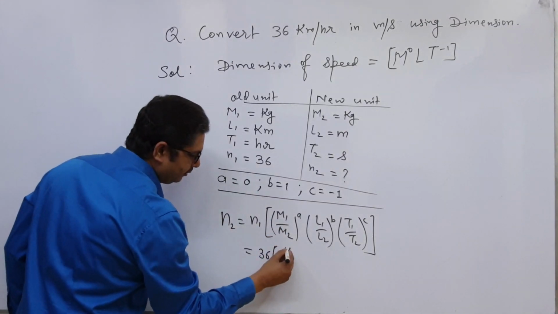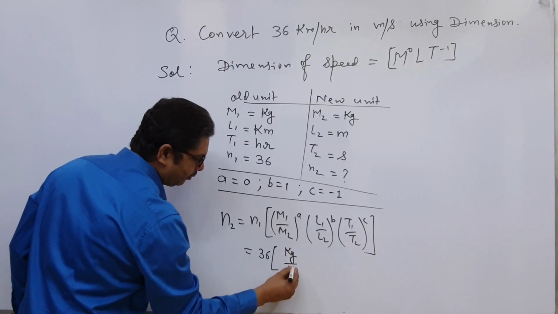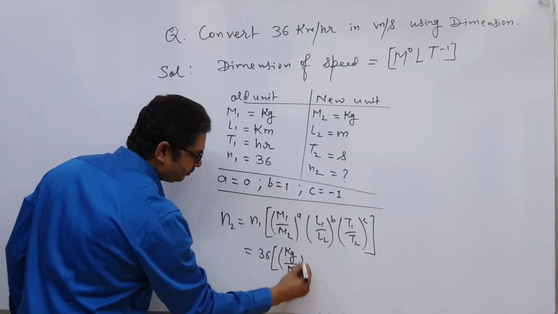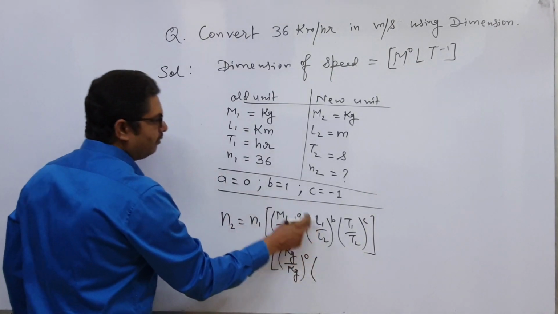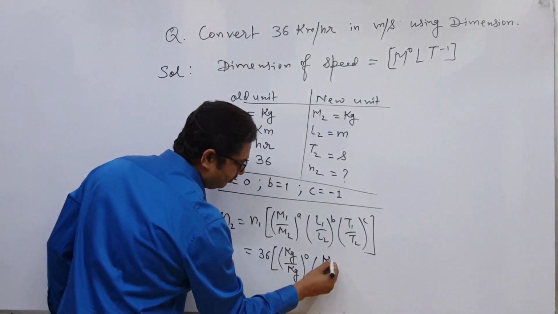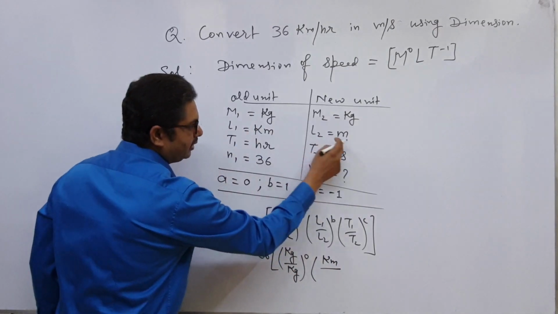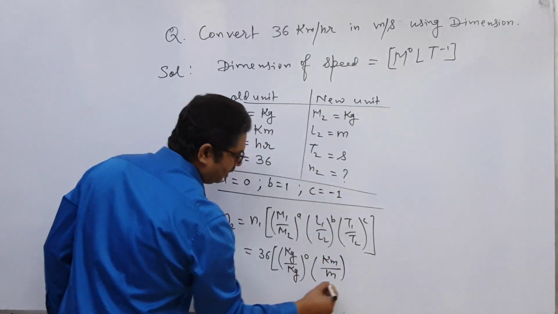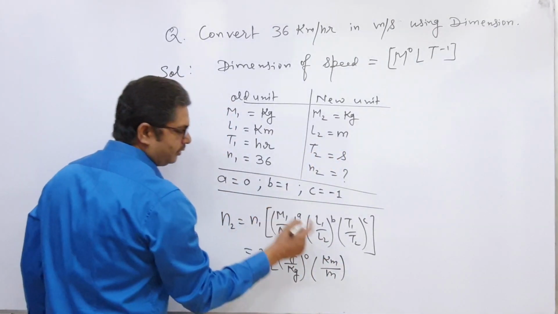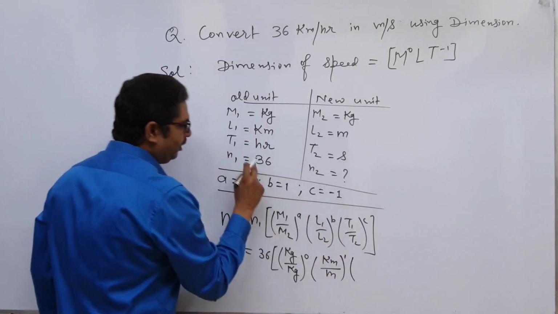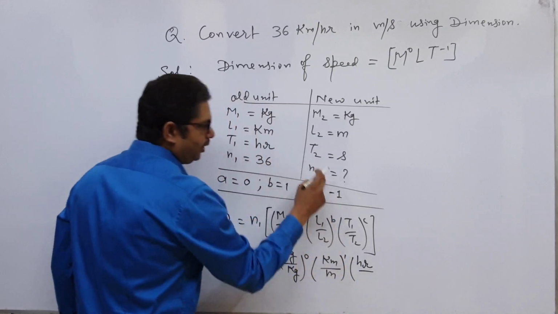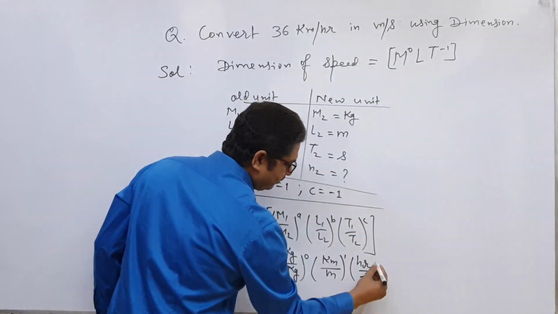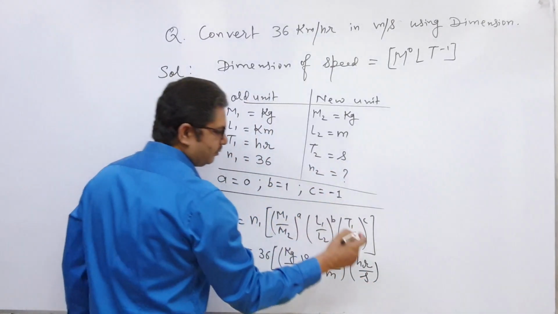M1 is kg, M2 is also kg, and power a is 0. Here L1 is in kilometer, L2 is in meter, and power is 1. T1 is in hour, and T2 is in second, and power is minus 1.